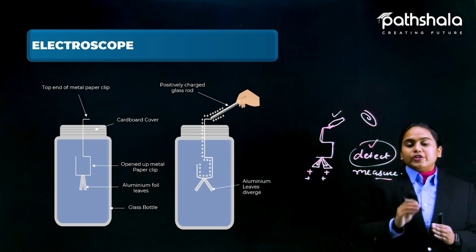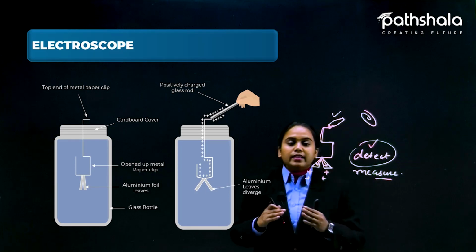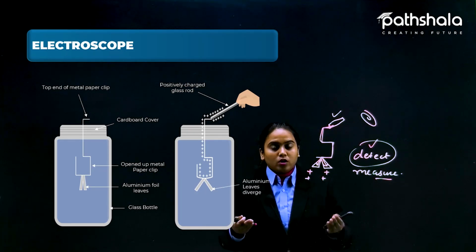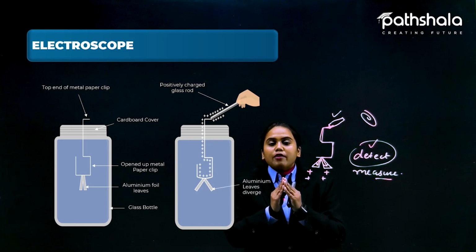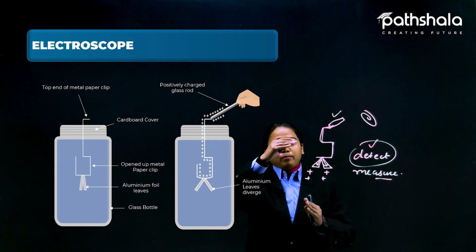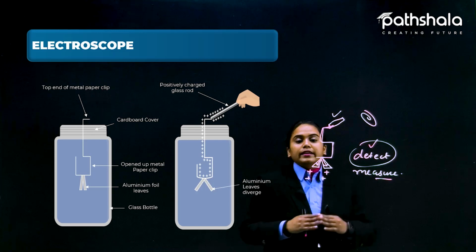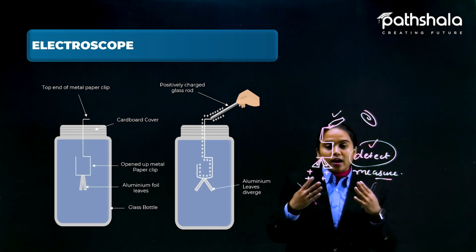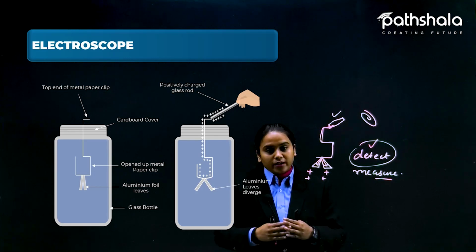So how does it measure? It gives us an idea of whether the charge is less or more. If the divergence is very small, there are few charges on the body. And if the divergence is large, then we can tell that the object we have brought has a lot of charged particles on it.